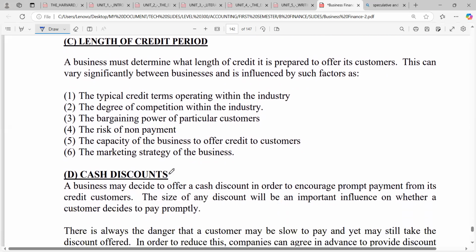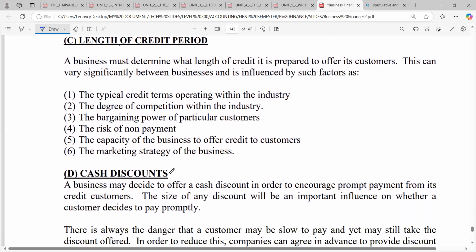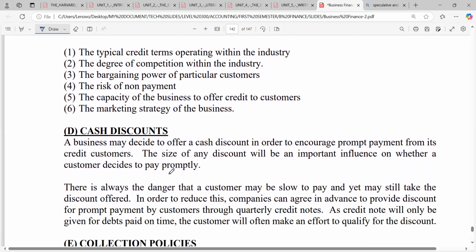Then we have the next one, which is cash discount. A business may decide to offer a cash discount in order to encourage prompt payment from its credit customers. So someone wants to buy from you, and you tell the person if he can pay within 10 days, he's going to enjoy a 10% discount. This is a form of enticing them to bring the payment to you.